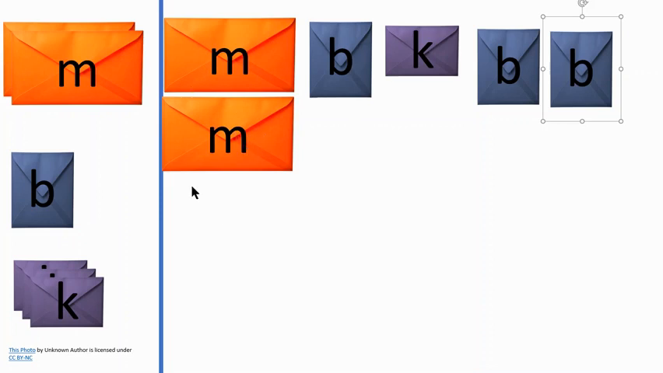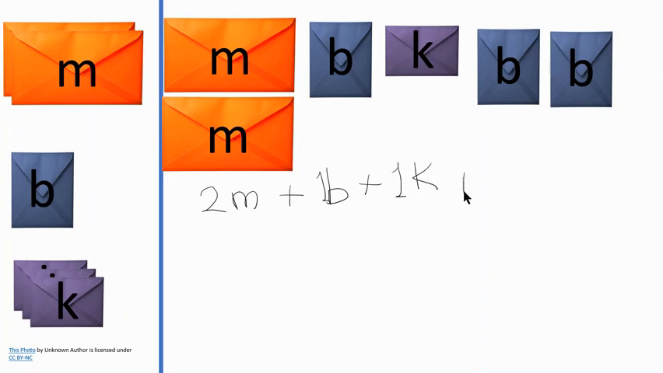So in this case, I have 2m, so I can write here 2m plus 1b. For now, we're going to write the number 1, plus 1k plus 2b.